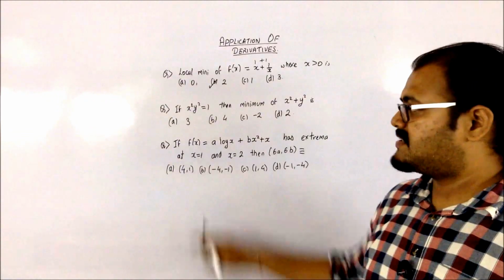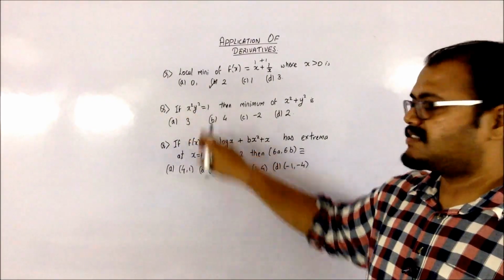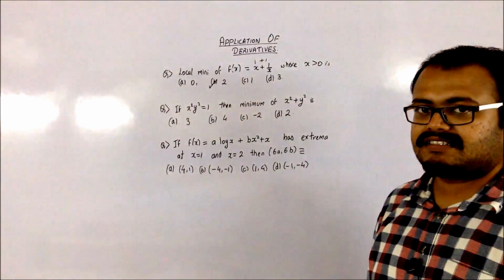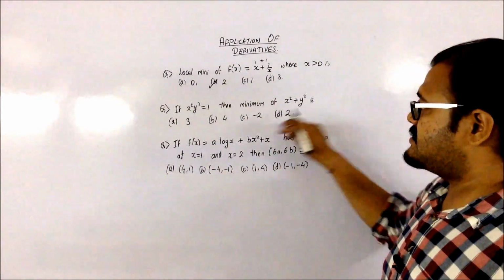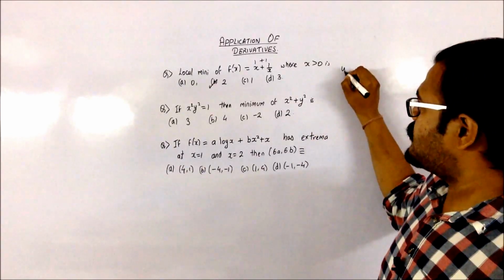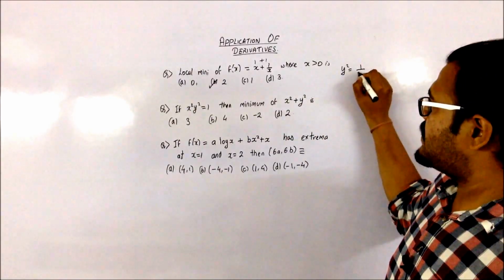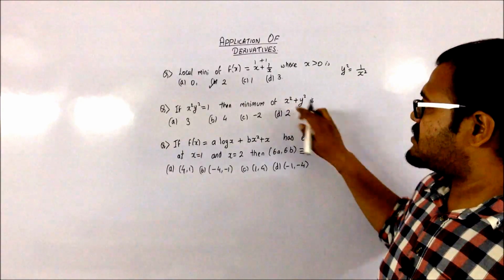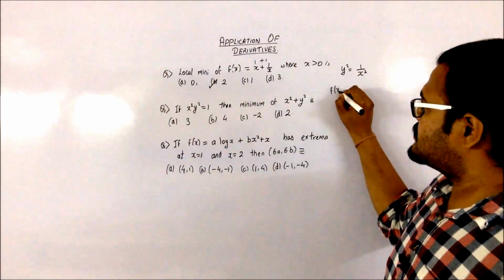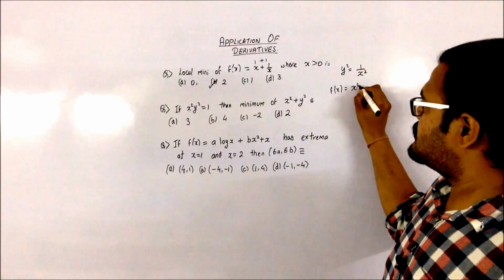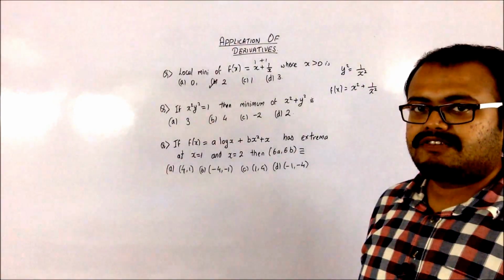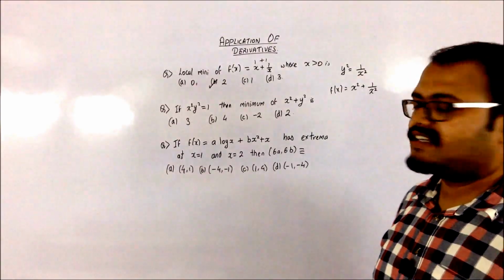Moving on to the next one, they have given x square y square is equal to 1. Then the minimum of this particular thing is asked. So you consider x square y square equal to 1, so you will get y square is equal to 1 by x square. When you substitute in this function, your f of x will be x square plus 1 by x square. Now you have to find minima, so you have to take the derivative of this.